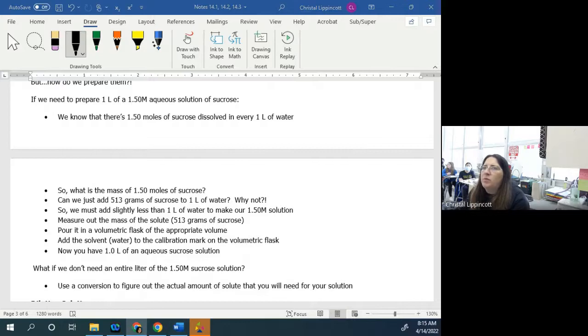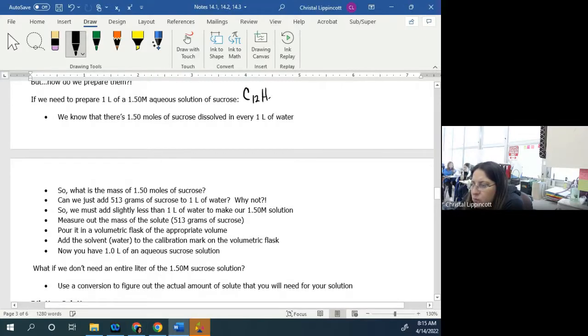All right, so sucrose. Let me look up the formula for sucrose. So we're trying to figure out how to make a 1 liter, 1.5 molar solution of sucrose. Sucrose is C12H22O11 for its molecular formula. We know that there's 1.5 moles of sucrose for every 1 liter of water, right?